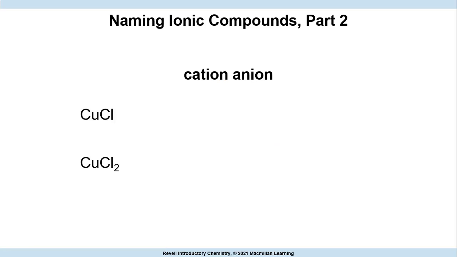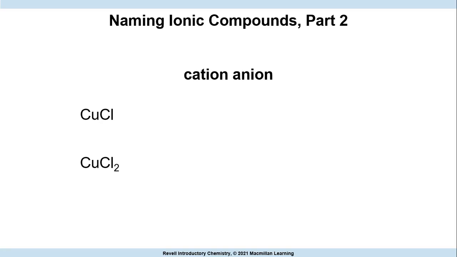Now, let's see how we can name these other compounds. Here, what you will understand is that copper has more than one charge. So there is copper 1 and there is copper 2. So the cation is always named first.